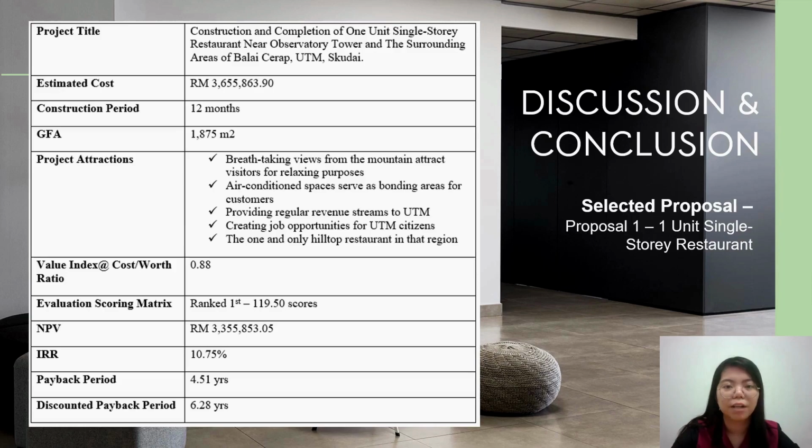It has a value index of 0.88, which is ranked second due to only a slight difference with Proposal 3. In the evaluation scoring matrix, it is ranked first. It has a higher positive net present value, an internal rate of return that is higher than the cost of capital, a reasonable and shorter payback period, and discounted payback period.